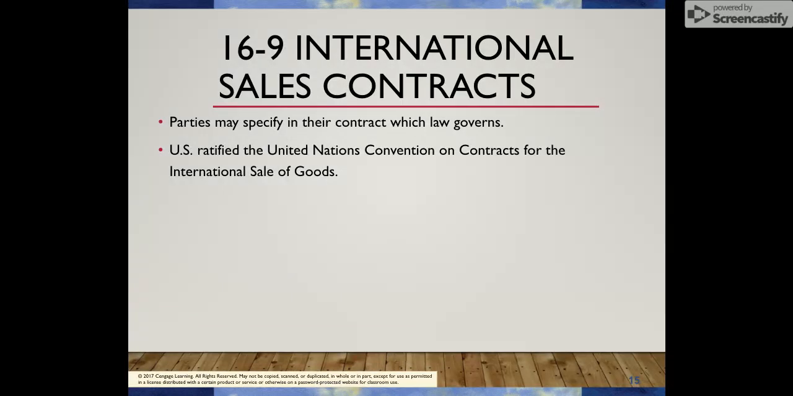There are also international sales contracts. When it comes to international sales contracts, the parties may specify in their contract which law governs. If you are contracting internationally, usually you discuss which one is the lead country. The U.S. ratified the United Nations Convention on Contracts for the International Sale of Goods.